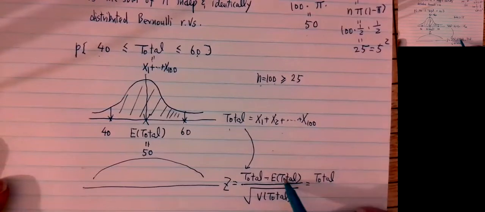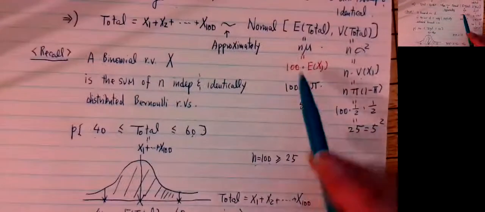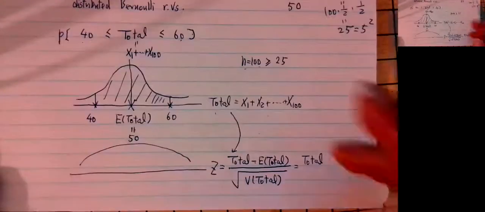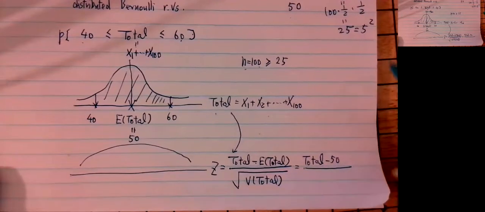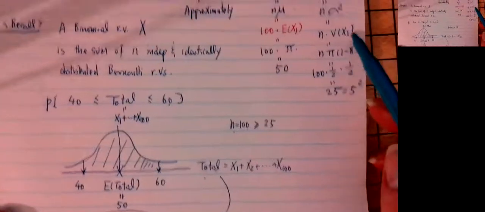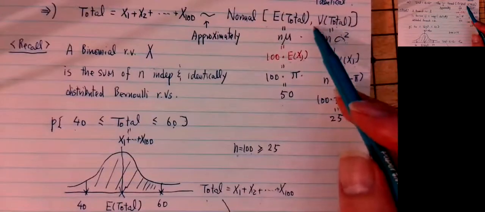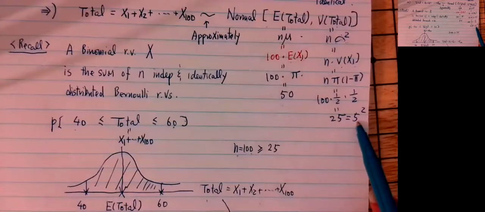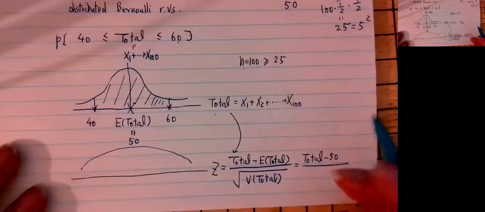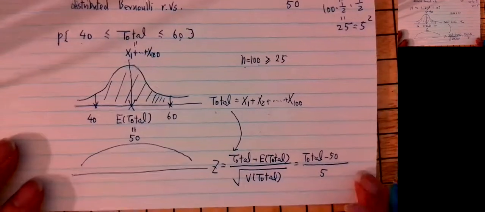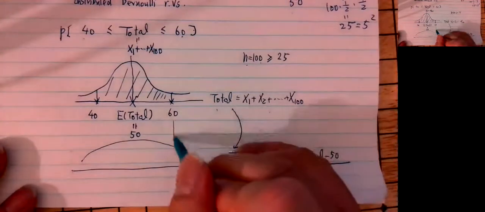And we know the mean of the sample total. It's a fair coin. You flip the fair coin 100 times. You expect to see 50 heads, okay? You expect to see 50 heads. So this is minus 50, divided by the standard deviation, which is the square root of the total variance. And the total variance is 25, 5 squared. You take the square root, so this is just 5. Okay, just 5. Now, let's do the standardization here.